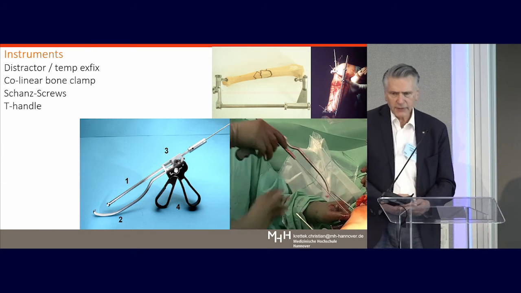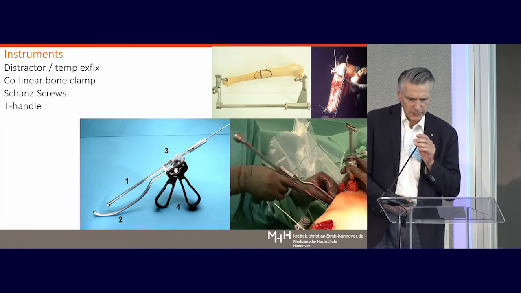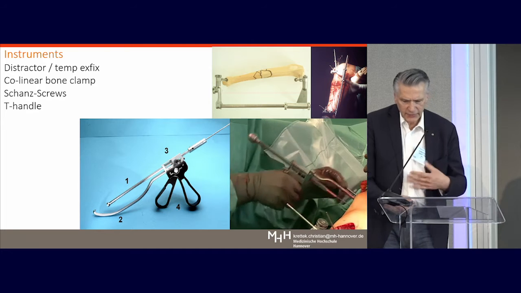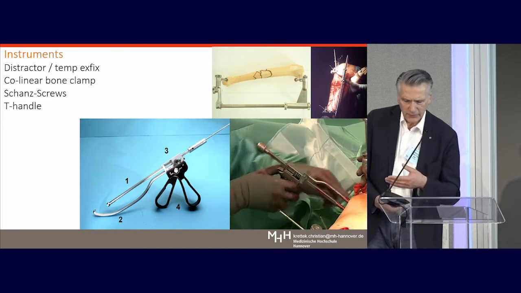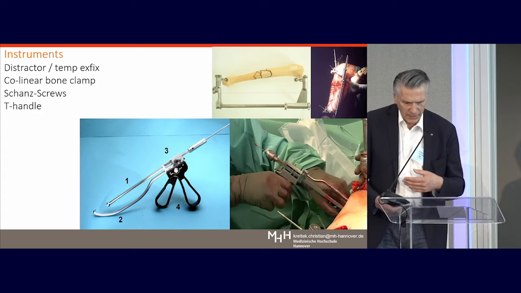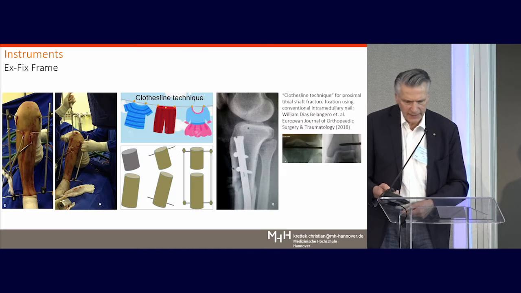So what instruments help us for the management of short segment proximal tibial fractures? A distractor can be very helpful. A collinear bone clamp, as we see it here, for reduction, Schanz screws, and a T-handle.